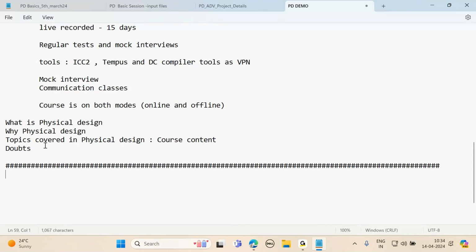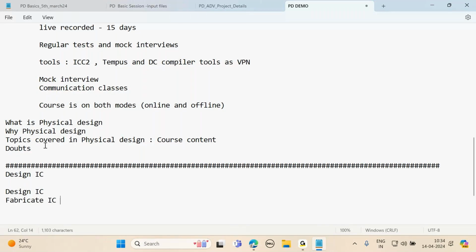Whatever we are learning in VLSI courses is mainly to design what? Design IC. You know IC, right? What is IC? Everyone knows IC. Integrated circuit. So IC has two things to do. One is design IC. One is fabricate IC.